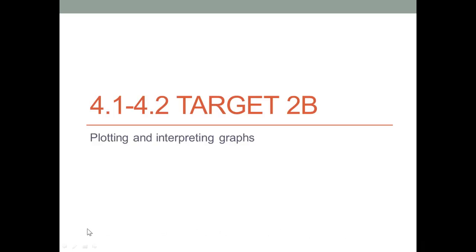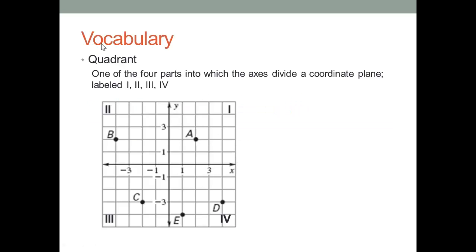Okay, so today we're covering actually two sections of your book, 4.1 to 4.2, and it's going to be plotting and interpreting graphs. Nothing too terribly difficult. All right, so starting off, vocabulary. Quadrant is a big one. A quadrant is one of the four parts into which the axes divide a coordinate plane, labeled 1, 2, 3, and 4.